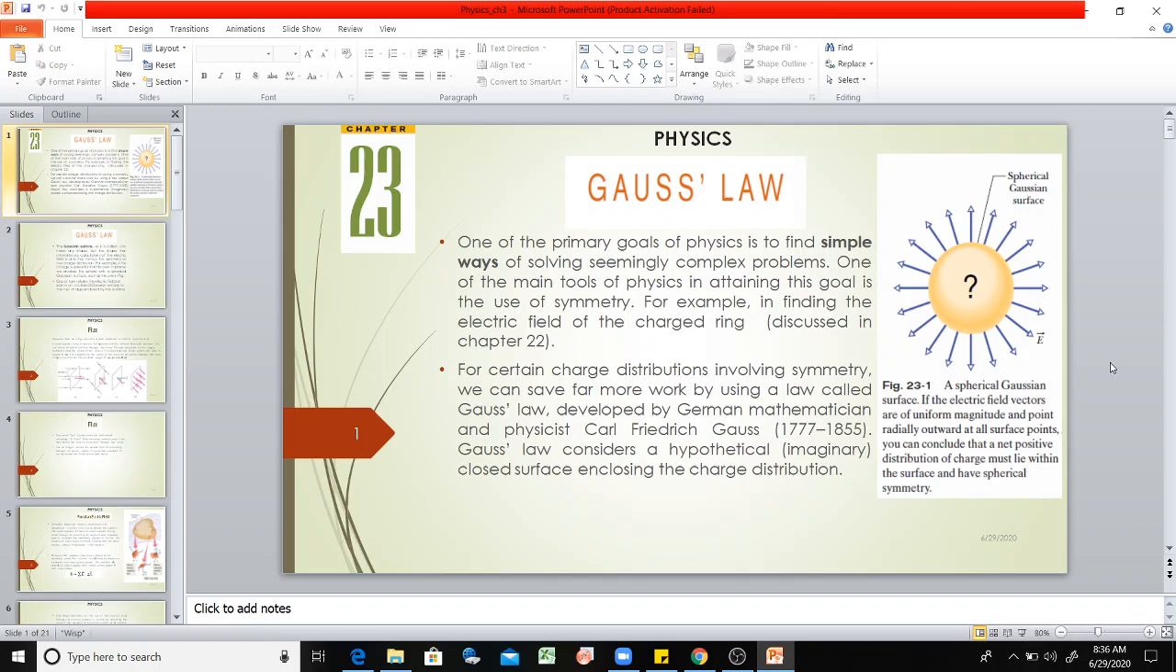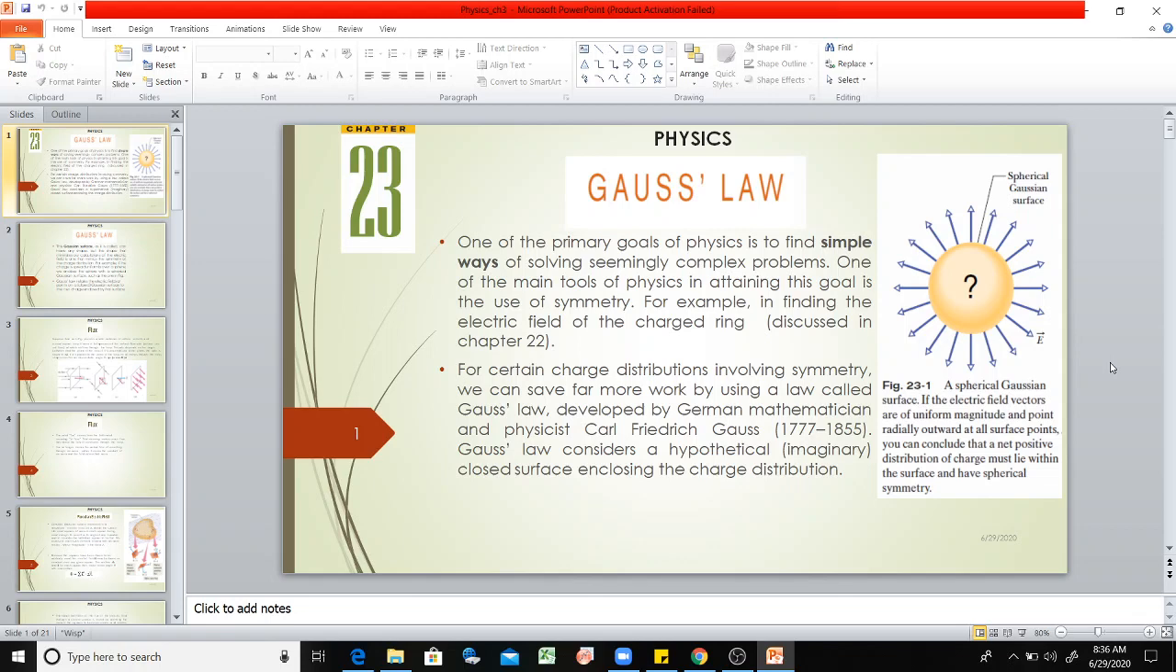For example, in finding the electric field of the charged ring discussed in chapter 22. In chapter 22, we had discussed a charged ring. We calculated its electric field at a point P. And in chapter number 23, we are going to solve it in a different way.